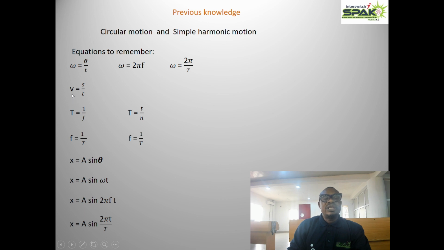Then over here we have the linear velocity as well, which is the linear displacement with time. Here we have the period, 1 over frequency. We also have the period, T over n. We have the frequency, 1 over the period, which is the inverse of the period.